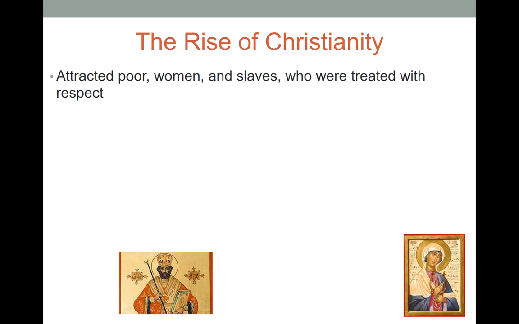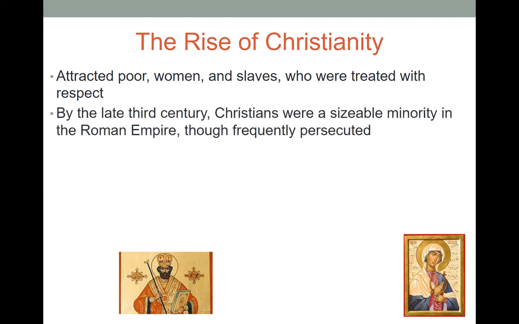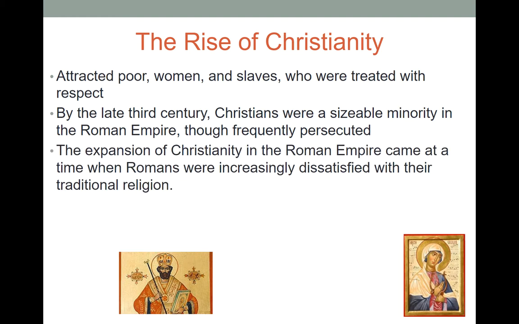Why Christianity was so appealing is that it was an egalitarian faith. It was very attractive to the poor, to women, and slaves because they were treated with quite a bit of respect. And by the late 3rd century, Christians were becoming a very sizable minority in the Roman Empire, but they were very frequently persecuted. They were not allowed to marry, and this is where you have people like St. Valentine. St. Valentine, who married Christians and then was executed for doing so. That's what we celebrate on Valentine's Day, y'all.